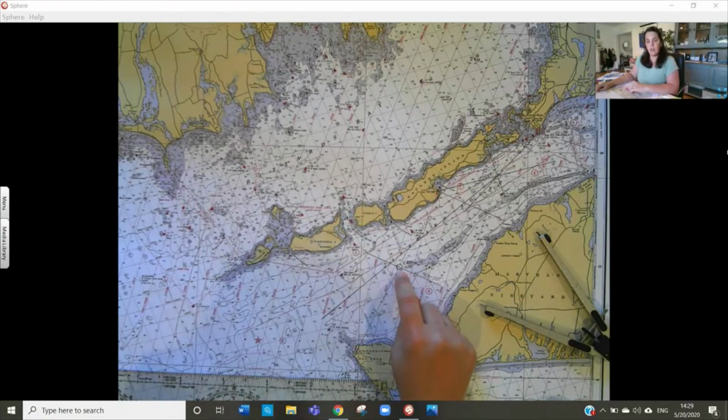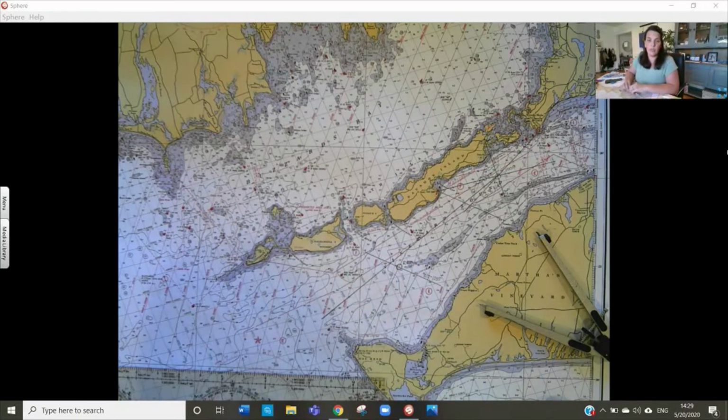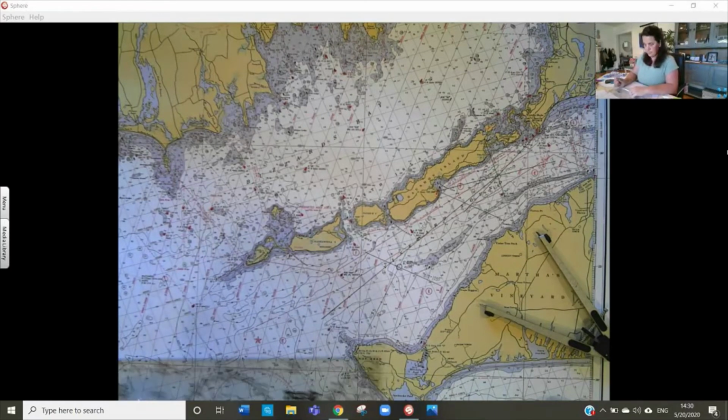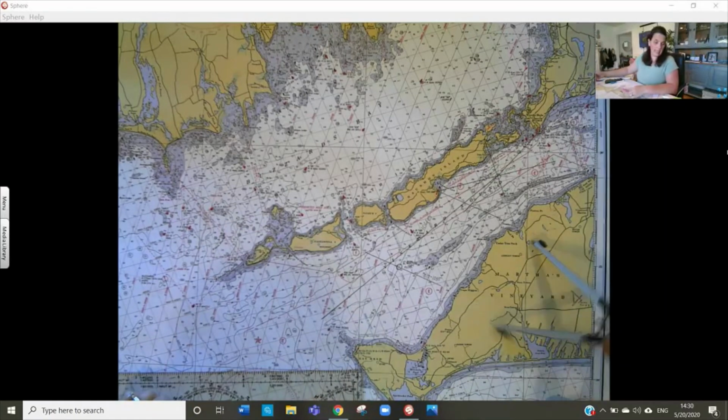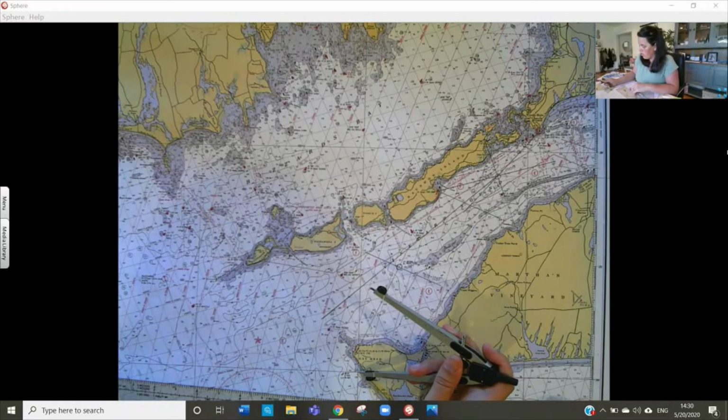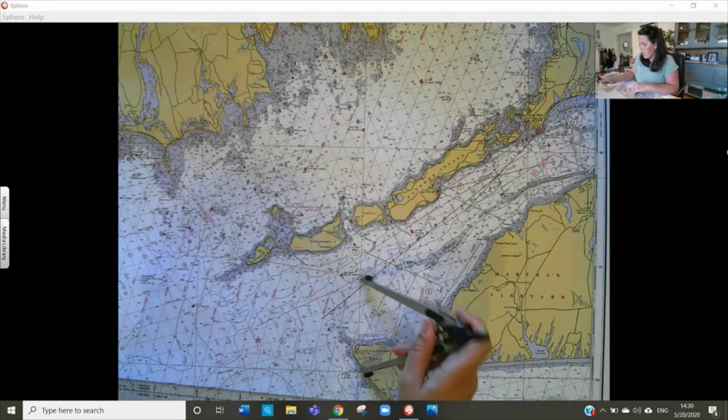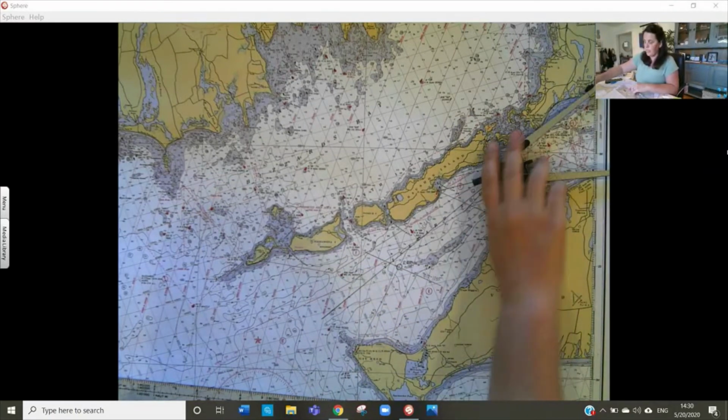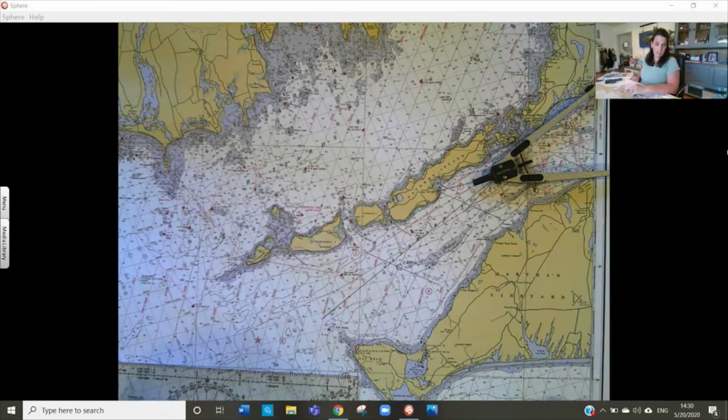So we've decided to alter course and come a little bit farther to the right at 250. At 1111, we get a GPS fix and we continue on at 250. So let's plot that. We had a latitude of 41 24.1. So we have 24.1 as our latitude. And our longitude is actually on this line at 70 50 minutes west.